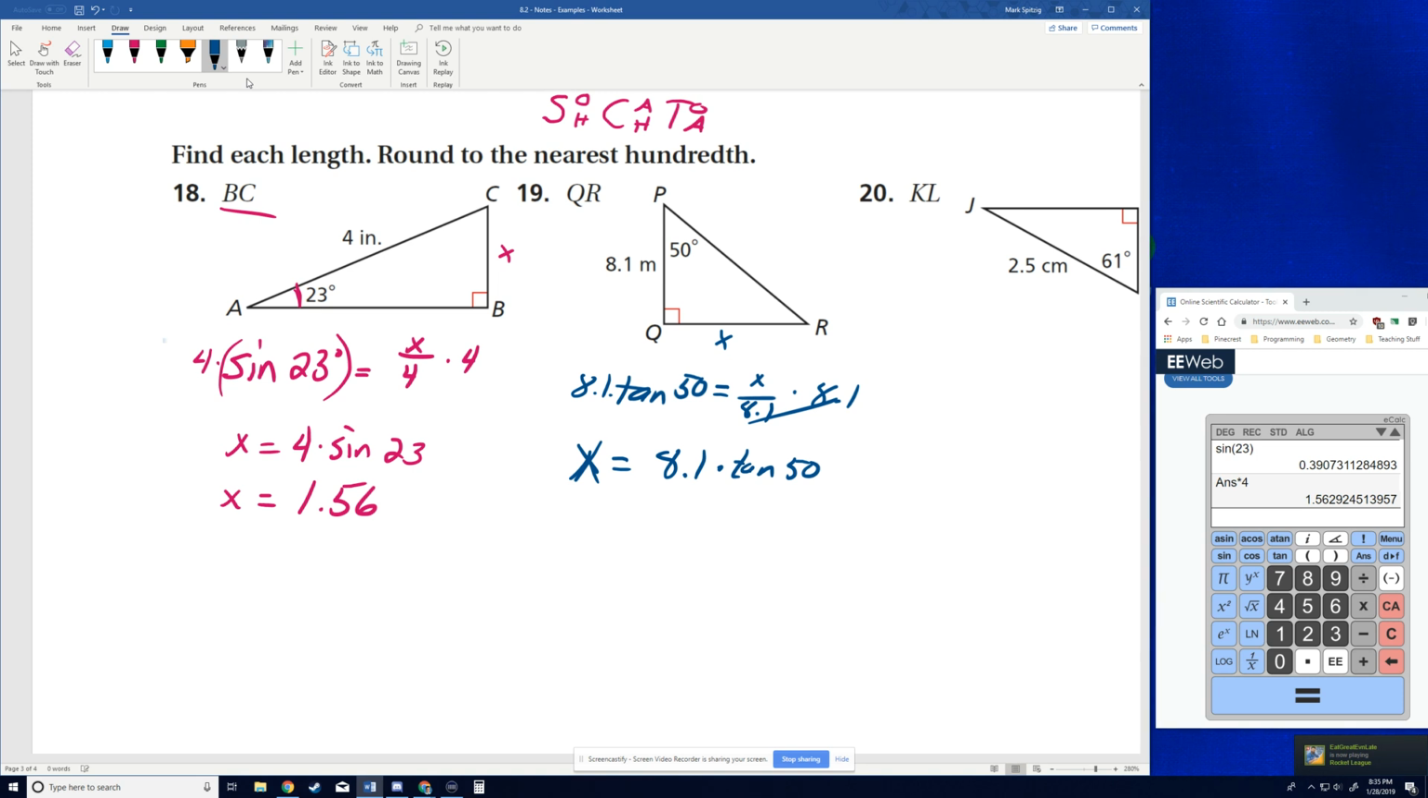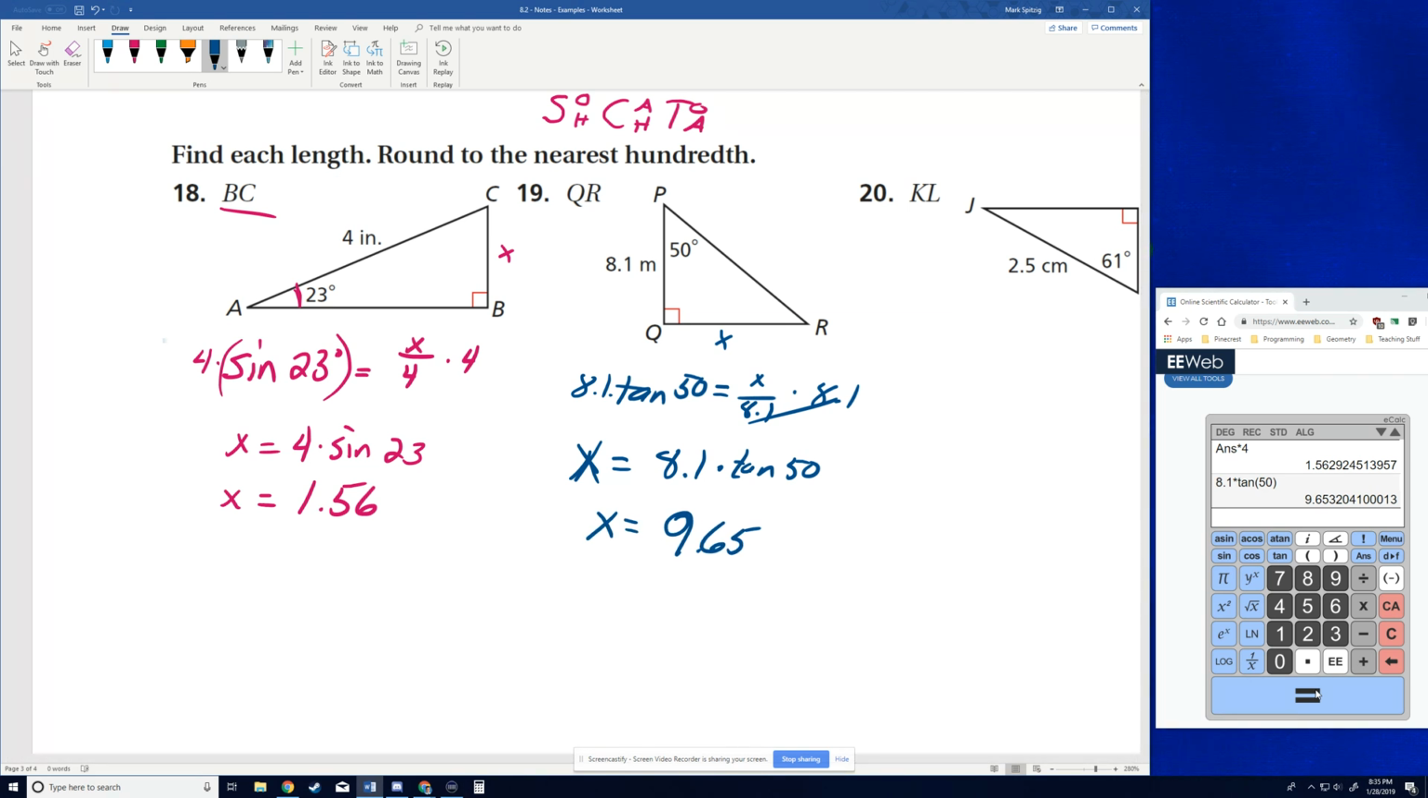And again, I can multiply this out, and we can do 8.1 times tan. Looks like I can do this in one step in here. Nice. 8.1 times tan 50, and that gives me 9.65. And you can always get a good idea if it's way off or not.